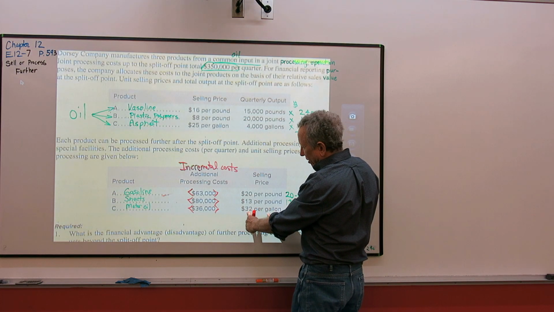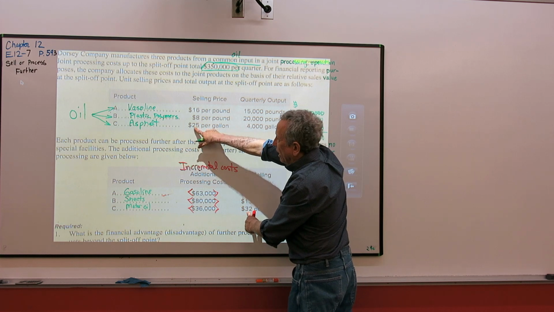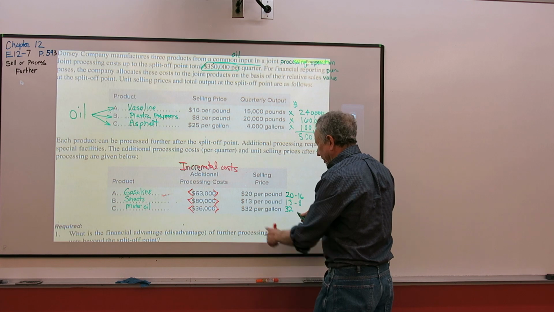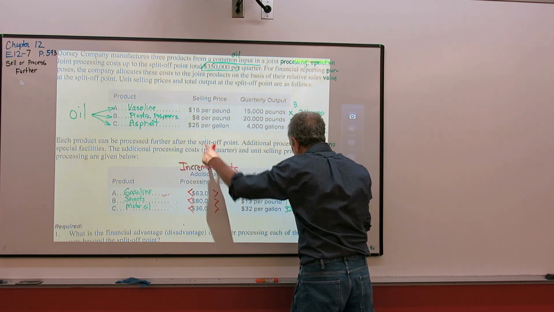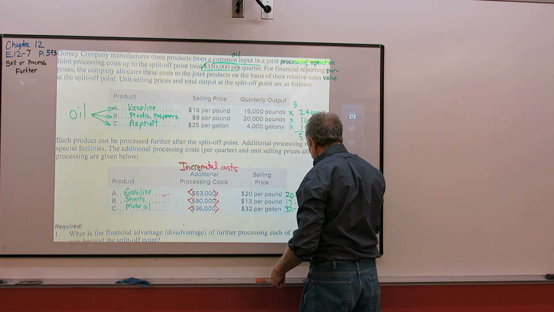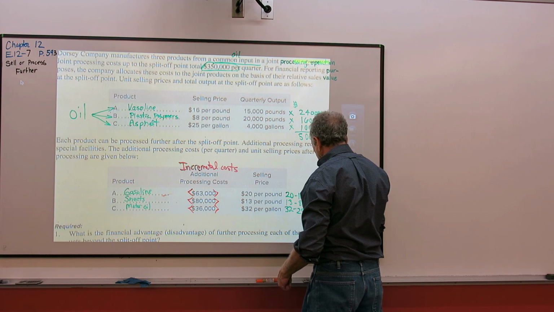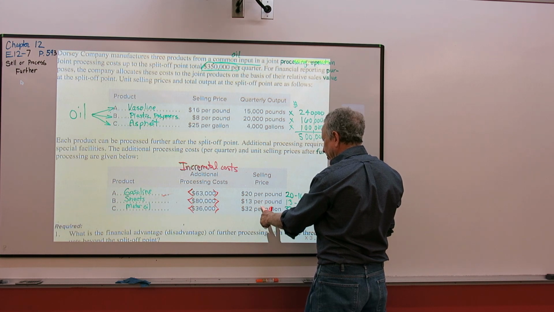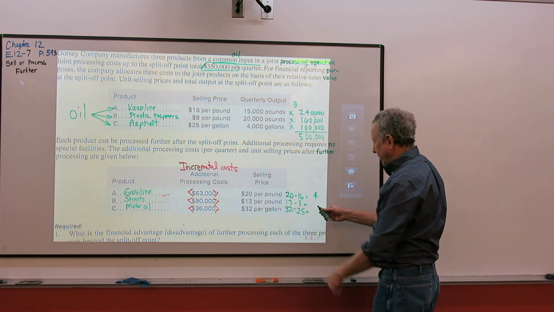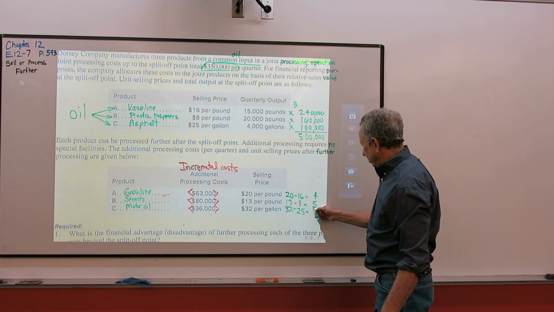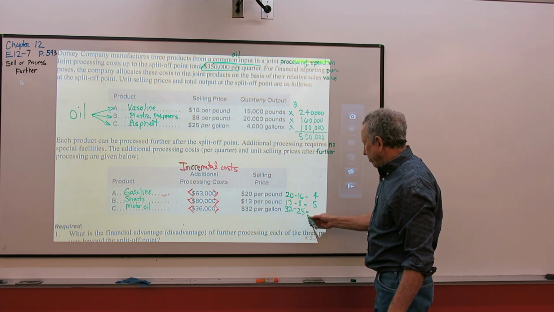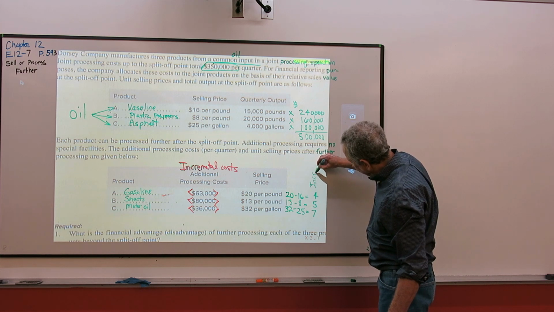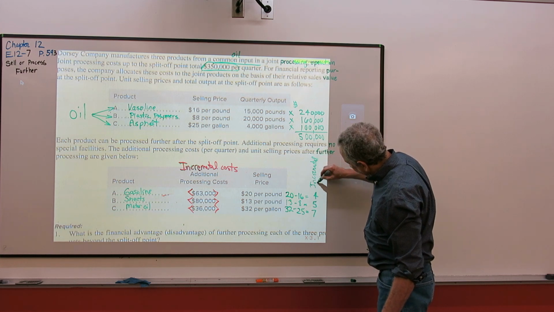$32 a gallon is what they can get for motor oil. They could have got $25 a gallon for asphalt. So let's take the incremental. $32 is what they can get now, but they could have gotten $25. To process this to gasoline, we'll get $4. To process this further, we'll get 13 minus 8. That's 5, isn't it? Yeah. 32 minus 25 is 7. So this is our incremental revenue.